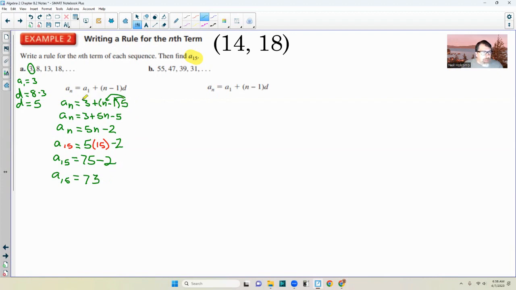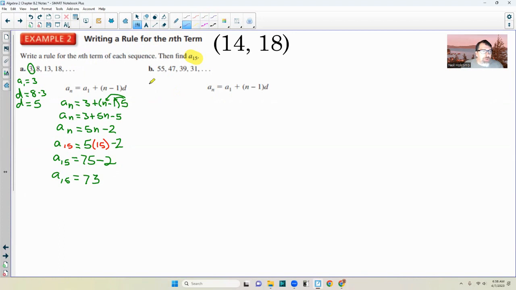Okay, so when you're asked to find a really high number in the sequence, it's a lot easier to figure out what the formula is and then just substitute in that number rather than saying, well, add 5, add 5, add 5. Where am I? I'm on the 4th term. The 5th term would be 23, then 28, then 33, then 38, then 40. And it just takes way too long. So this is a better approach, and it gets to a result quicker.